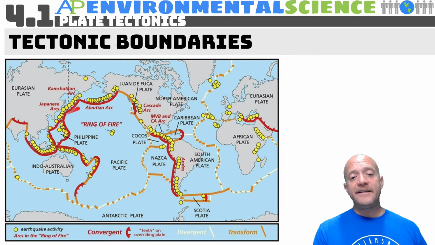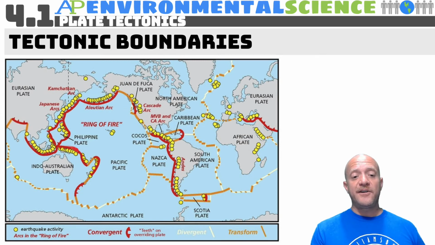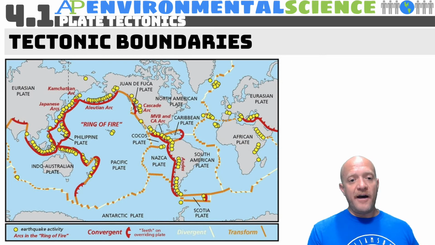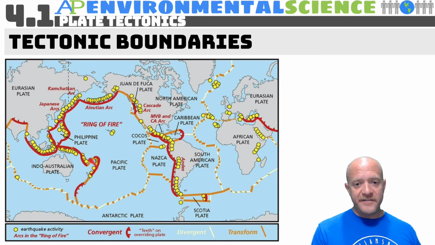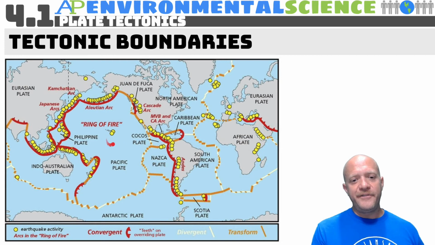The Ring of Fire is an area along the western coast of North and South America and the eastern coast of Asia and Australia. This is where we have convergent boundaries, and there is a huge amount of earthquake activity. If you look, all these little yellow dots represent earthquake activity. Notice they're all pretty much found wherever you have plate boundaries, except you've got this little thing right here in Hawaii. Now we'll talk about hotspot volcanism.